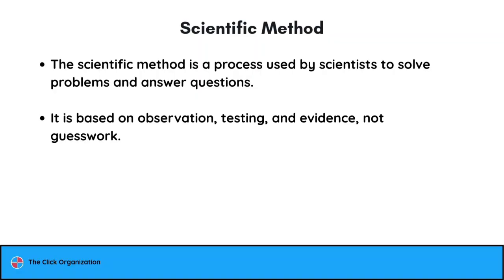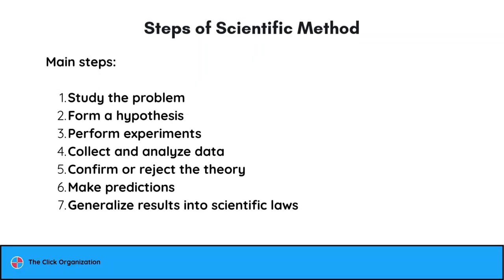So, what are the steps of scientific method? There are generally 7 main steps. First, scientists study the problem. They observe something in nature and try to understand what is happening with it. Second, they make a hypothesis. A hypothesis is an idea or a prediction that tries to explain the problem.